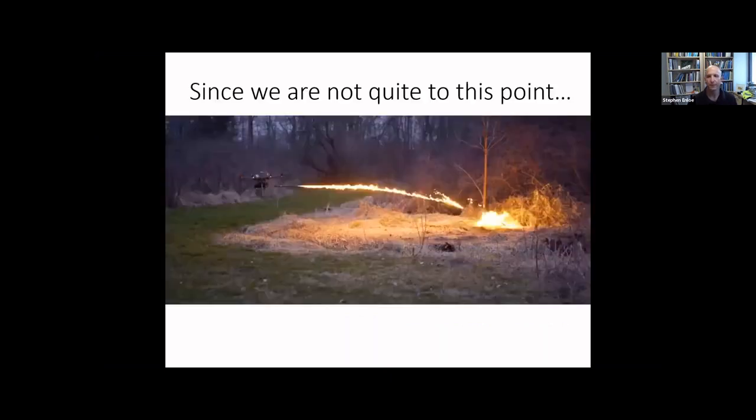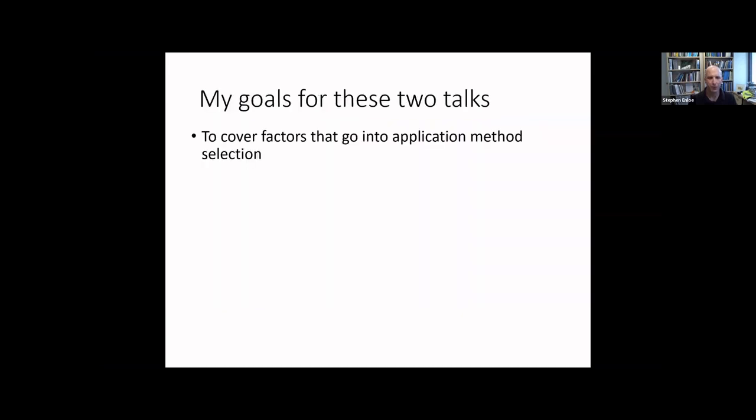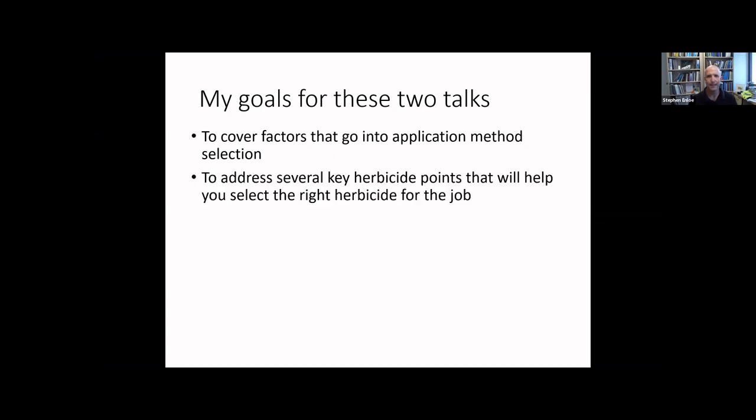So today, we're going to start off. We're not quite to this point. This is kind of our fantasy of sending a fleet of drones out to nuke all our invasive plant problems. But we're working in this direction. We saw some really good data this morning on the use of fire from our colleague at Connecticut, which was great. But what I want to do is give you two goals, really, to talk about factors going into application method selection for herbicides, and then get into several key herbicides and points that really help you think about selecting the right herbicide for the job.